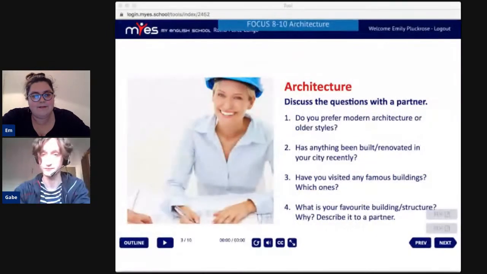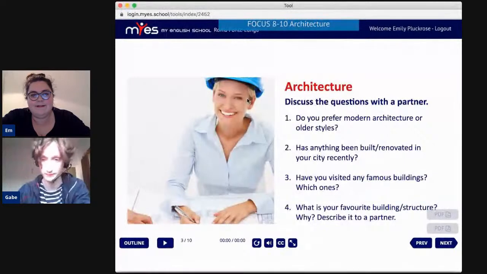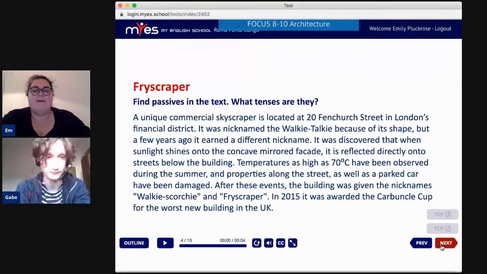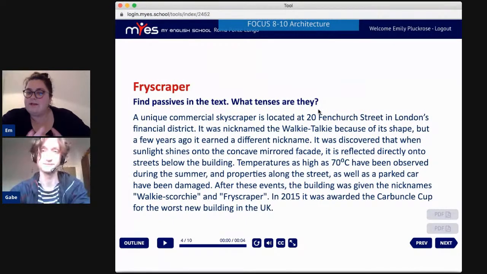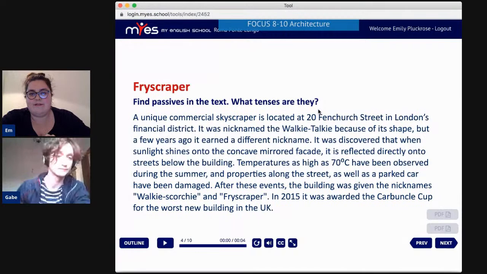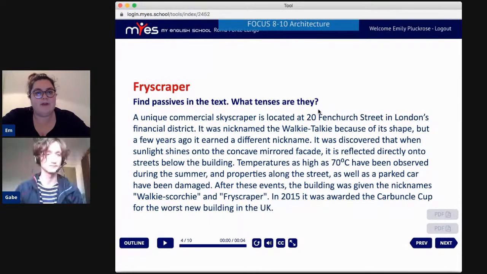All right, shall we go on to the next bit? Okay, we have some reading to do. And while Gabe and I read through this passage, you guys can find the passives in the text, and you can think about what tenses are there. So every single tense has an active voice and a passive voice. So there's a lot of variety that we can find. Gabe, shall I read to building and then you can take over? Yep.